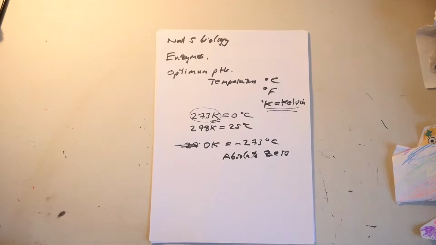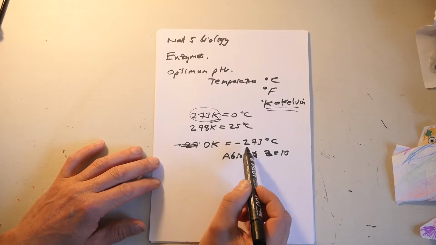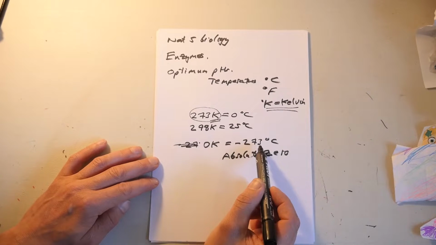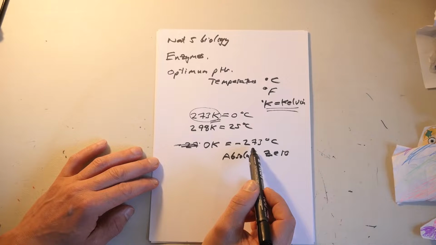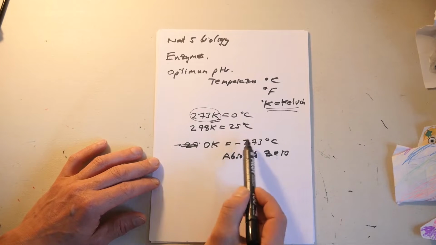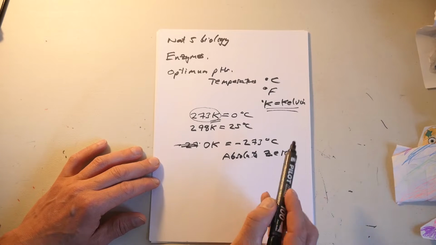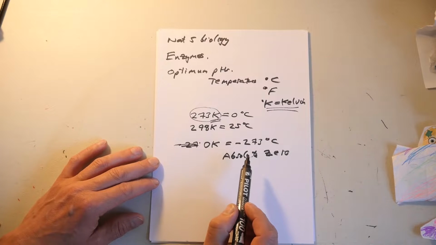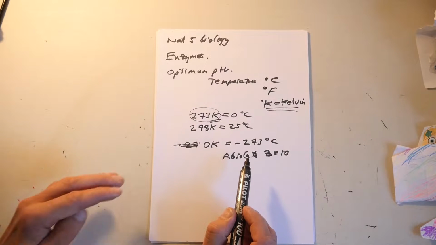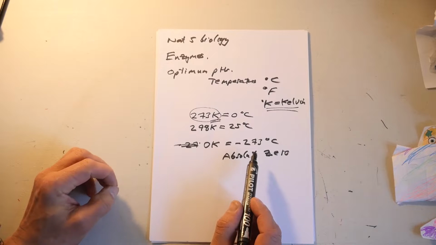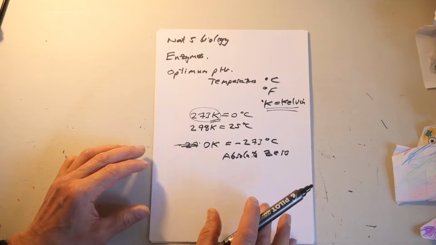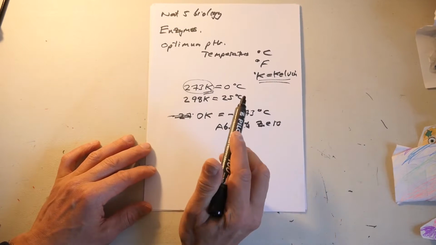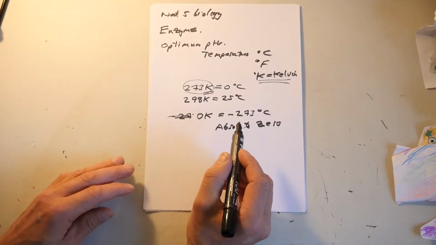So yeah, for the record, it's impossible to actually get to minus 273, but this is the coldest possible temperature that can exist in theory, although you cannot actually get there. I think science has got down probably a few millionths of a degree above it, but it's impossible to actually get to it. Anyway, so enzymes.